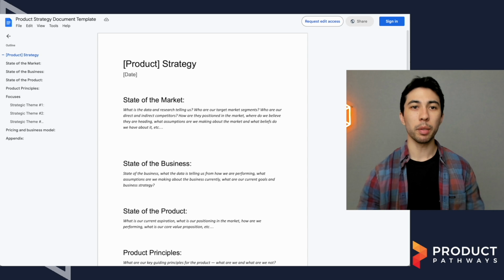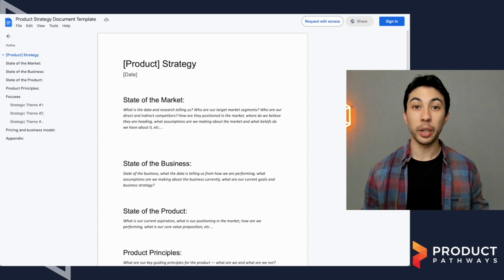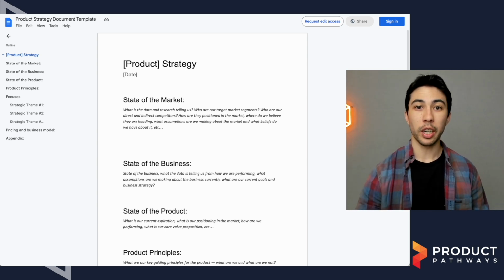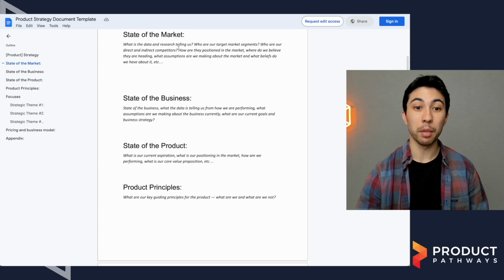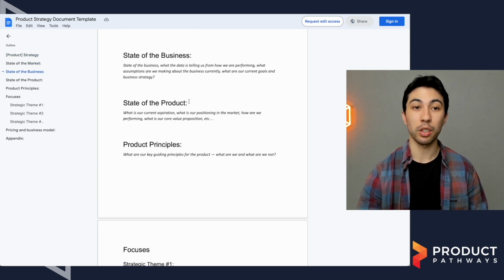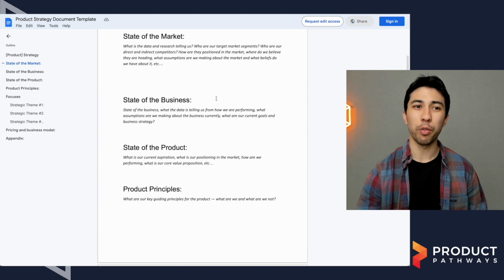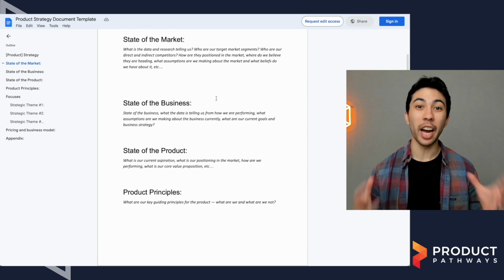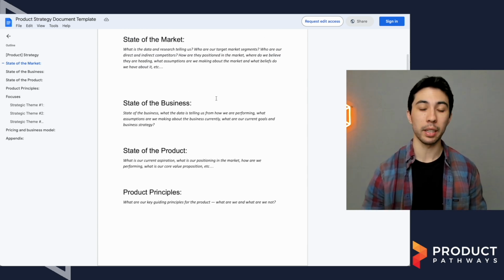But essentially the document is broken down into 3 sections. You can think of the first section as really the state of the market, state of the business, and state of the product. That's the first section. And this is all focused on context and diagnosis, right? So we'll talk more about that in a second.